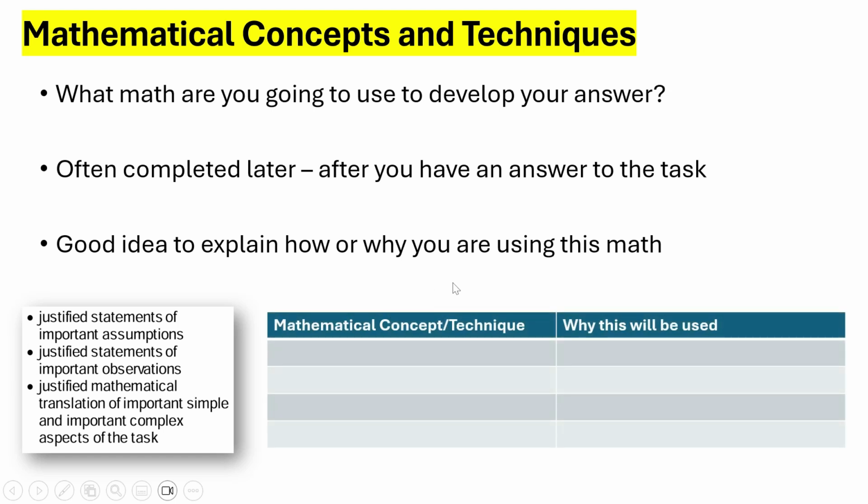So a good idea is a table. You put the list of things you're going to use in here, and then you create this column to explain how or why this will be used. And if you have empty spaces, you know you didn't explain that section and you're not going to be hitting that justification. Now, again, pause here. Go and complete this section of your PSMT and then come back to the video.